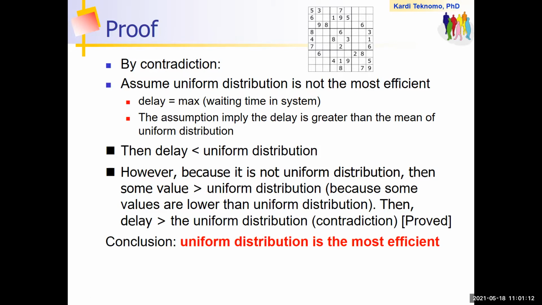Now, this is just to prove by contradiction. Assume that uniform distribution is not the most efficient. Then the delay is equal to the maximum of the waiting time in the system, and the assumption implies that the delay is less than the uniform distribution. However, because it is not uniform distribution, some value must be larger than the uniform distribution, because some value is also lower than uniform distribution. Then the delay will be larger than the uniform distribution, which is a contradiction. So we prove logically that uniform distribution is the most efficient in this system.